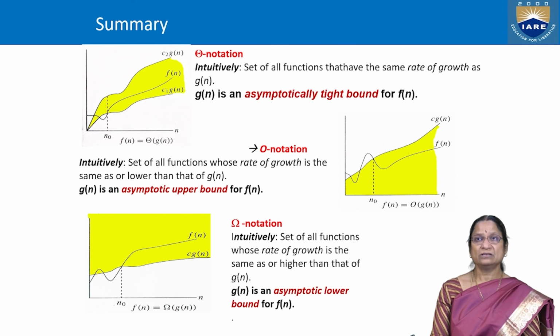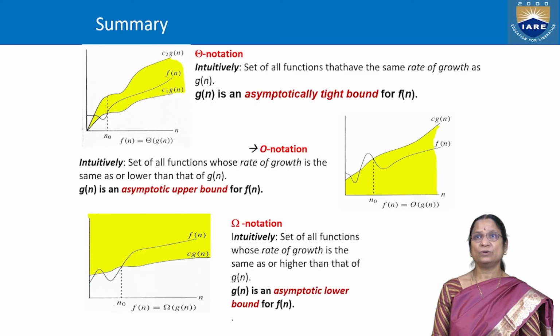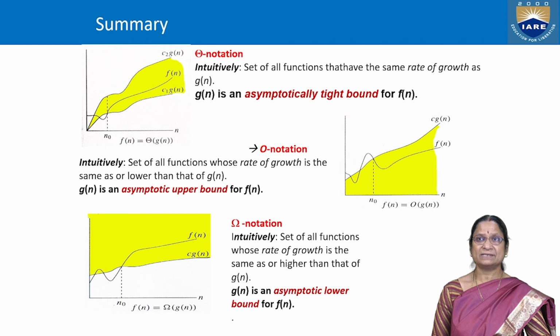To summarize, these are the three notations we use in general. Theta notation is the set of all functions that have the same rate of growth as g of n. Big O notation is the set of all functions whose rate of growth is the same as or lower than that of g of n, and big omega notation is the set of all functions whose rate of growth is the same or higher than that of g of n. So theta notation is an asymptotically tight bound, big O is an asymptotically upper bound, and big omega is an asymptotically lower bound. By using these notations, we can represent our time complexity, space complexity, or any other parameter based on the growth rate of the function.